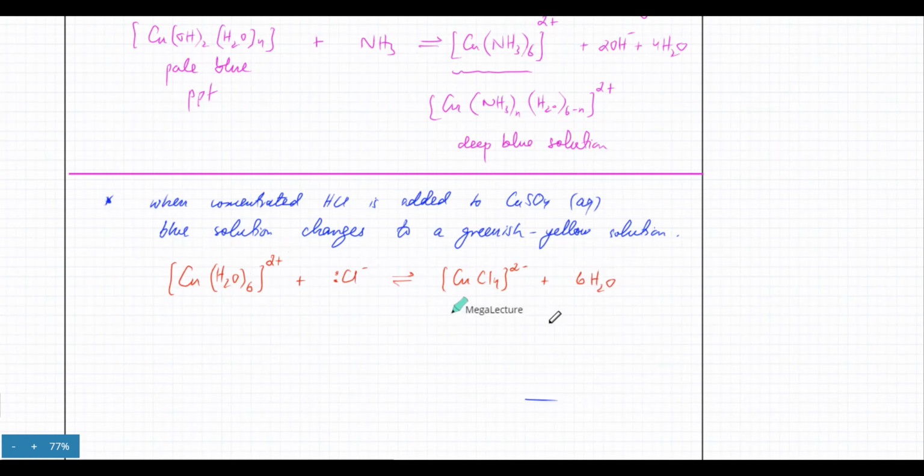And this is your yellow colored complex. This is your blue colored complex. The reason it appears greenish yellow is that blue and yellow, the combination would turn out to be green, instead of yellow or blue.